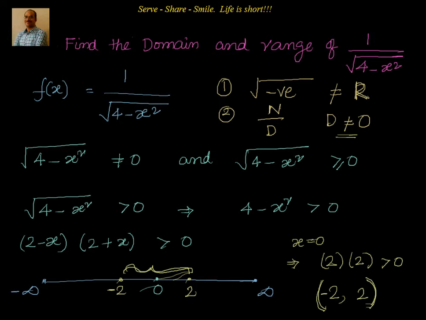Now this is the domain we have. Now let's take this and try to find out the range. Before that, remember that 4 minus x square is greater than 0. That means 1 by, this is a positive value. You know that 1 by a positive value is always positive. That means the range is positive. That much we know. So let's go and try to find out the range.